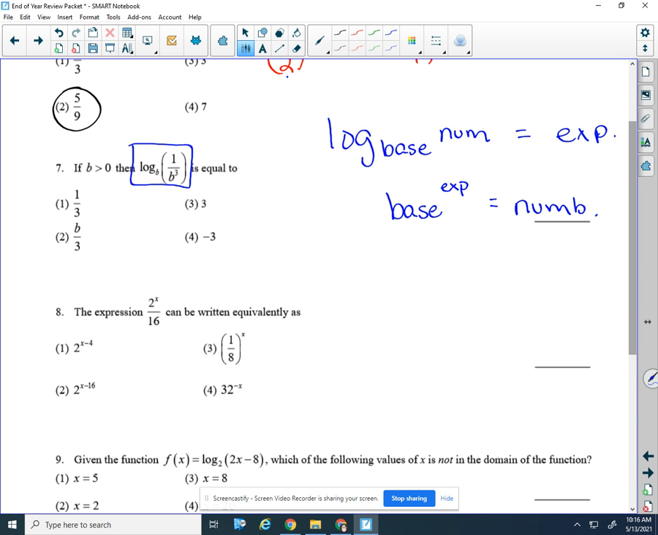So when I see this problem, log base b of 1 over b to the 3rd, I'm going to put it in exponential form. Base is b. We don't know what my exponent is. B to the what gives you 1 over b to the 3? So I'm going to employ that common base thing we just did. B to the question mark. I can say this is b to the -3. So what's our exponent? It's -3.